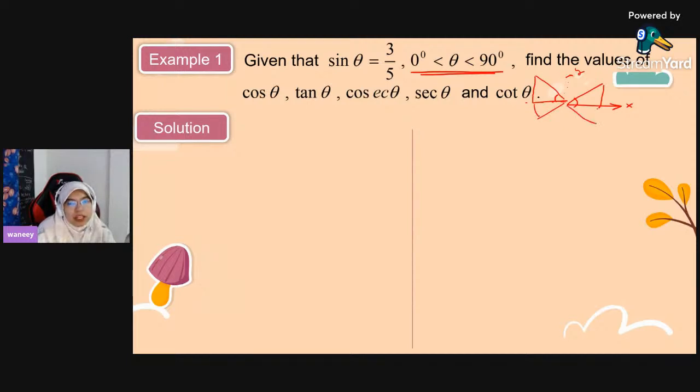Fourth quadrant, over here then. Butterfly itulah ceritanya.